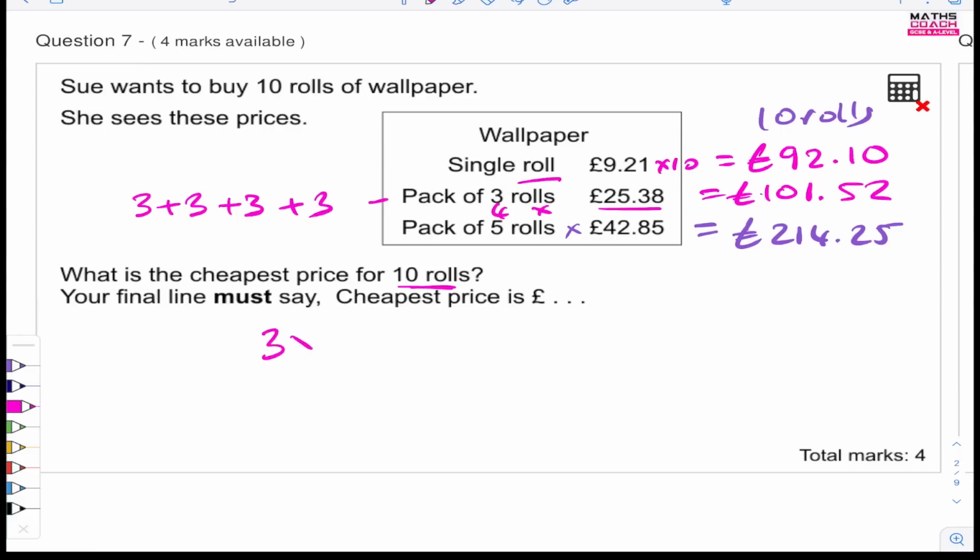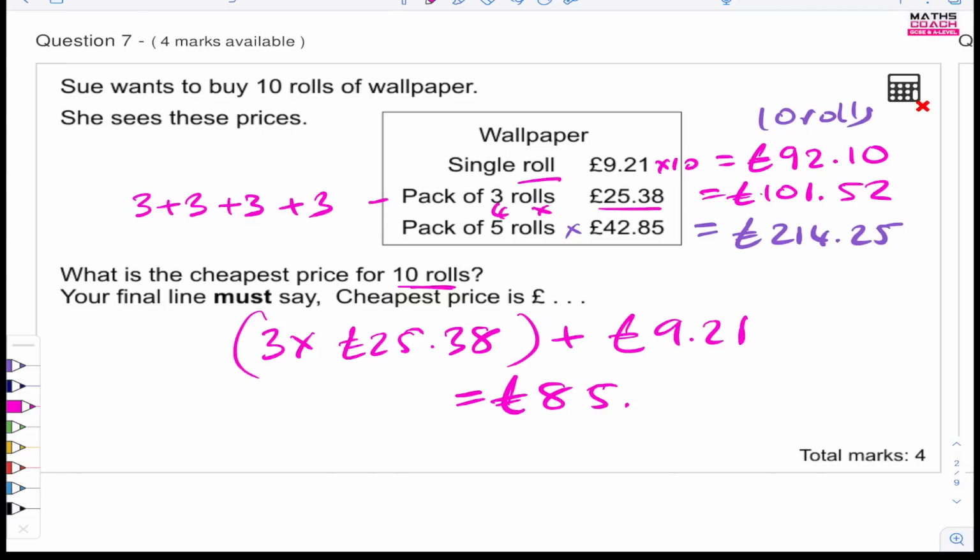So we're going to do 3 times our £25.38, because 3 rolls is worth £25.38. And then what we're going to do is add on an extra roll at £9.21 instead, right? So we're going to add that on, £9.21. And let's see if that gives us an even better deal. So 3 times by £25.38 plus £9.21, that gives us a better deal of £85.35. So that is the best.